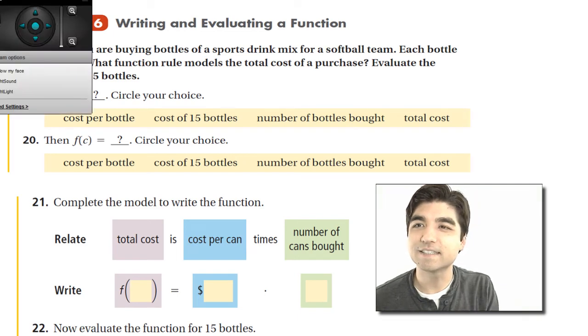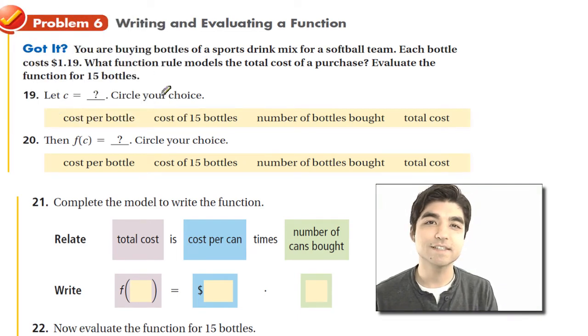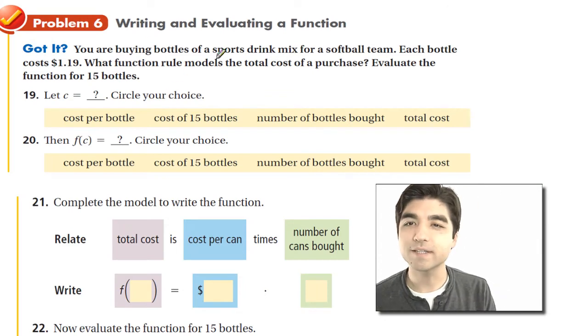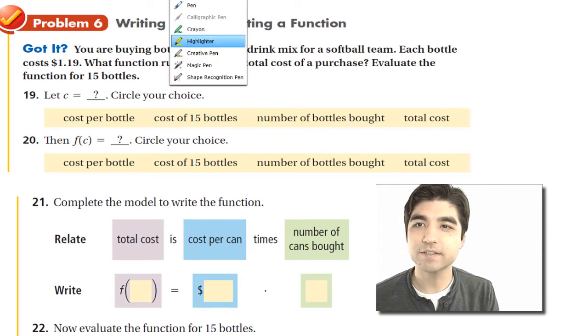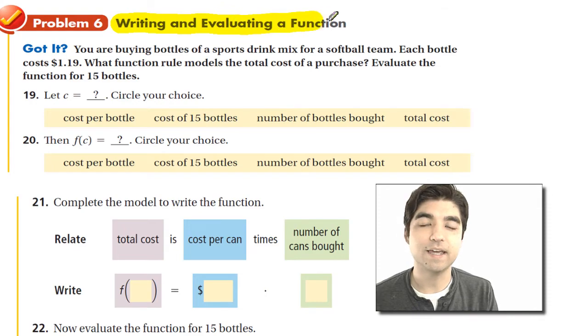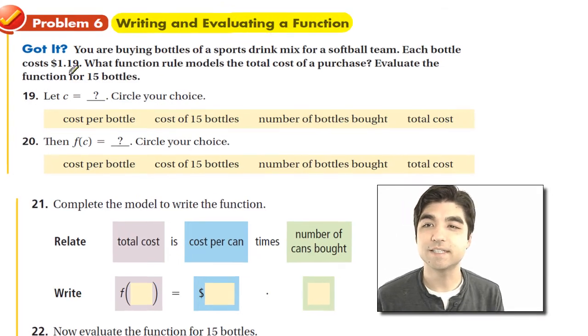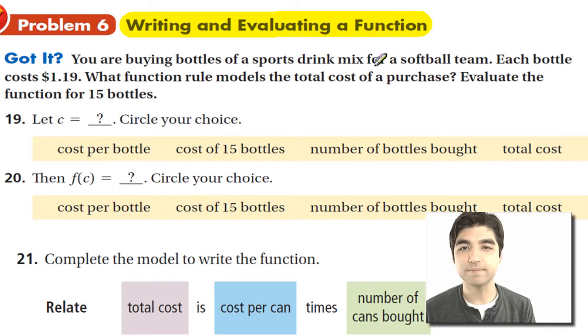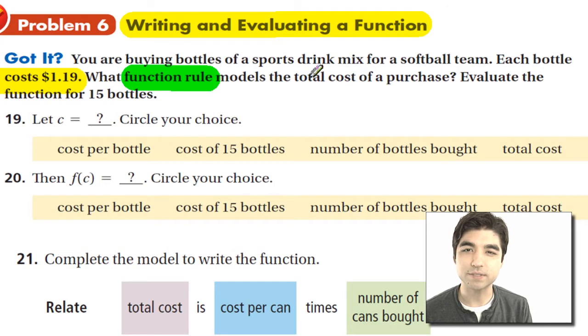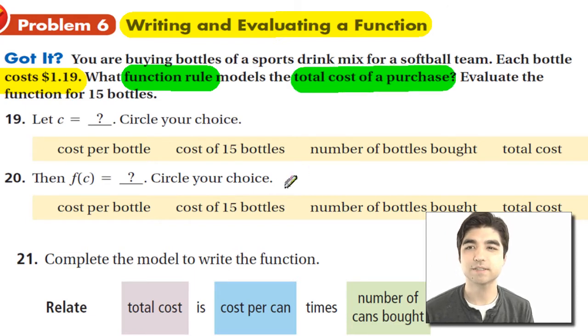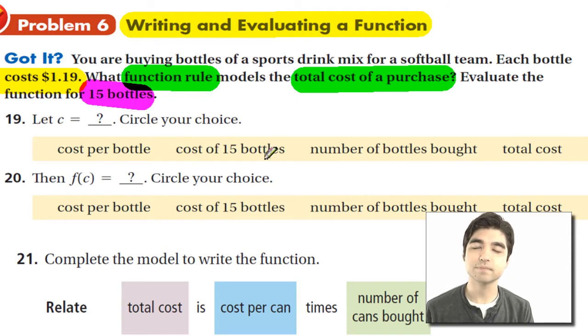Hey, so this is problem number 6 for chapter 2, section 1. And for this one, we need to figure out how to write and evaluate a function. The situation they present to us is you're buying bottles of sports drink mix for a softball team. Each bottle costs $1.19. And they ask what function rule models the total cost of the purchase. And then we need to evaluate it for 15 bottles.